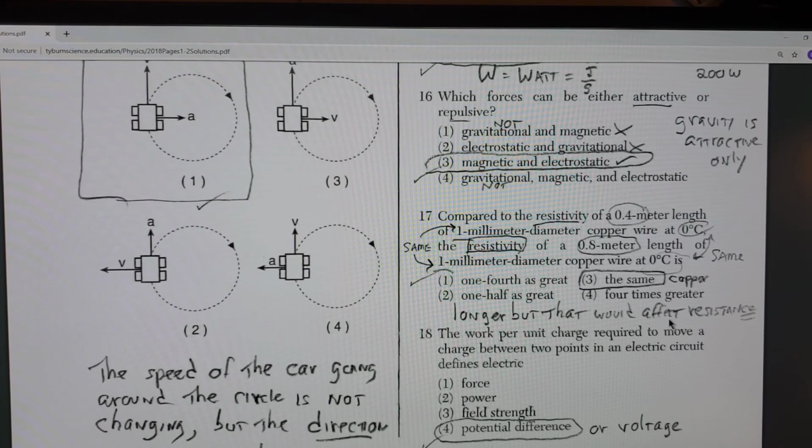Okay, so it says resistivity of a 4 meter length of 1 millimeter diameter copper wire. Well, you could look up the resistivity of copper wire if you needed to, but you don't really need to. We're just doing a comparison. We have 40 centimeters, 0.4 meters, and it's 1 millimeter diameter, and it's at 0 degrees centigrade. And the second one is 0.8 meter, and everything else is the same. 1 millimeter, and it's basically at 0 degrees centigrade the same.